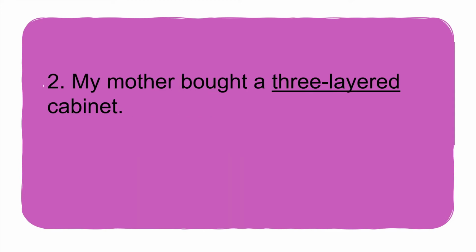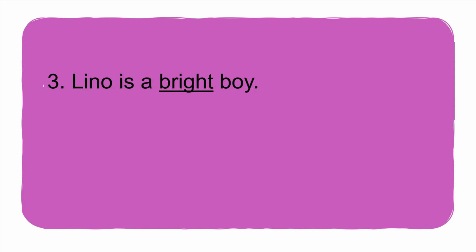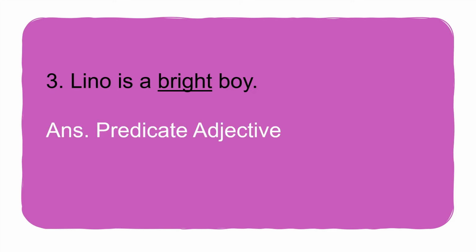Number two. My mother bought a 3-layered cabinet. What kind of adjective is that? Very good. It is a compound adjective. For number three, Lino is a bright boy. The correct answer is it is a predicate adjective. Great job!